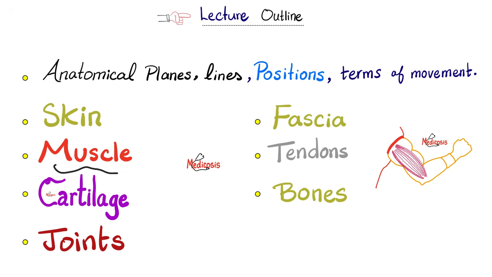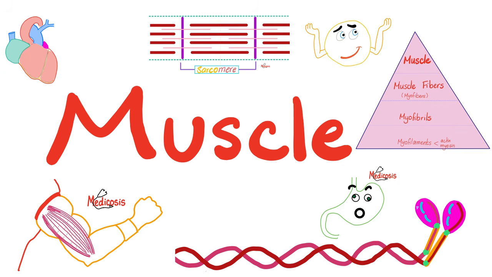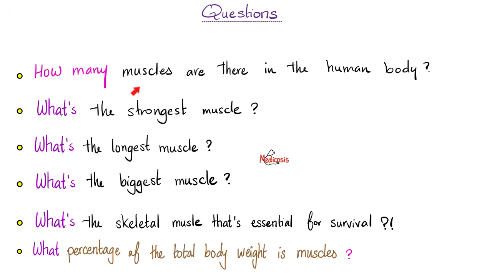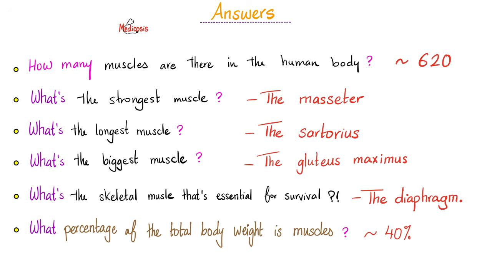Our next topic is muscles and their tendons. Let's talk about muscles. First, some questions to test your knowledge. How many muscles are there in the human body? What's the strongest skeletal muscle in the human body? What is the longest muscle? How about the biggest muscle or the thickest muscle? Which skeletal muscle is essential for survival? And roughly what percentage of the total body weight is made of muscles? Please pause the video and let me know the answers to all of these questions. Comment below. Here are the answers.